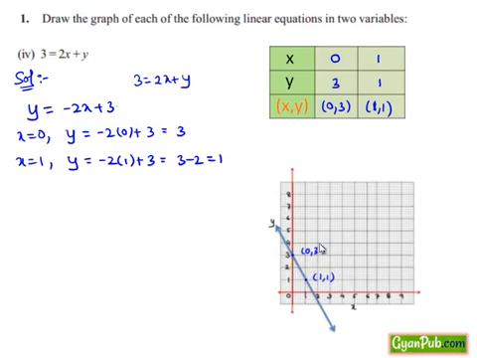So this is the required line joining the 2 points (0, 3) and (1, 1) that represents the given equation 3 equals 2x plus y graphically.